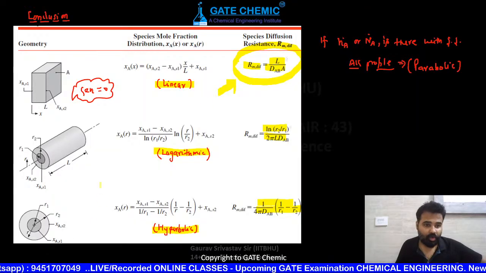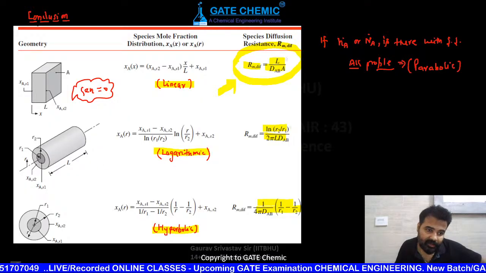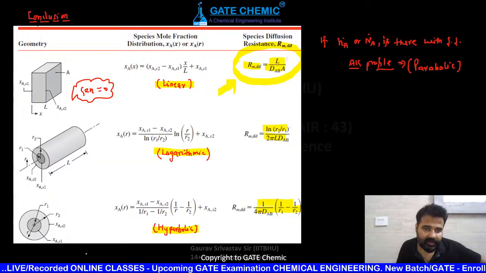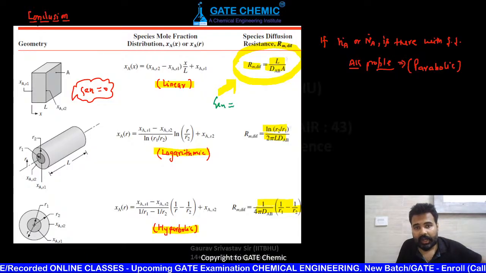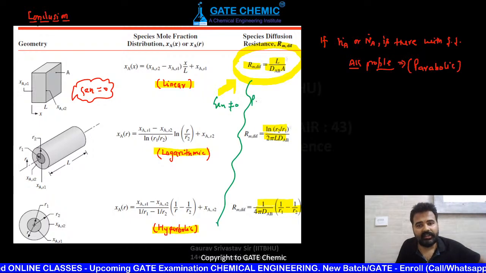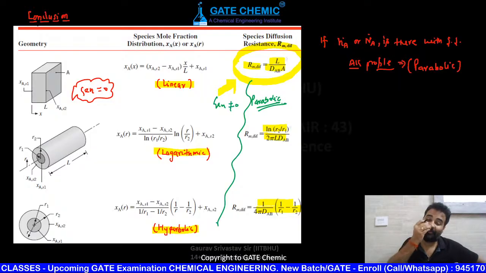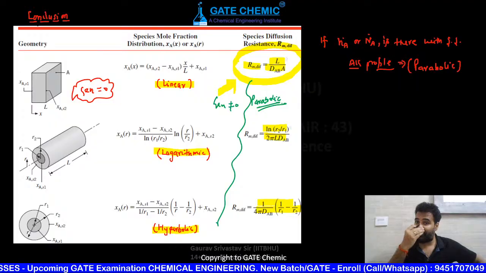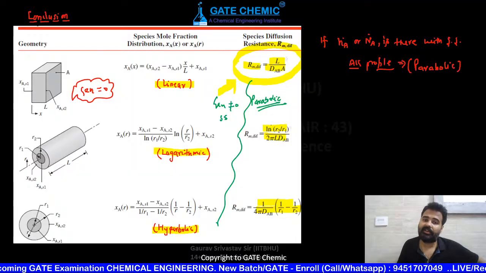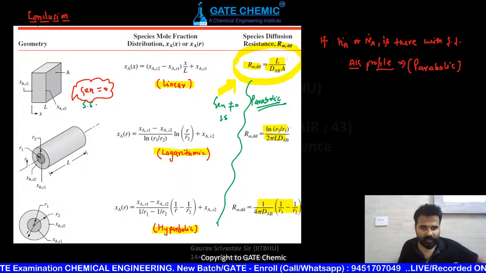So one more question. If NA and NA dot is also there, अगर यहाँ generation हो जाए बेटा, if I am writing that generation is not equal to zero, no need to worry. For these all cases, सारे ही cases में profile अब parabolic आएगी. In all cases the profile will be parabolic. So very easy. When a generation term is there, and with a steady state, then all profile will be parabolic. If generation is not there and steady state, then linear, logarithmic and hyperbolic.